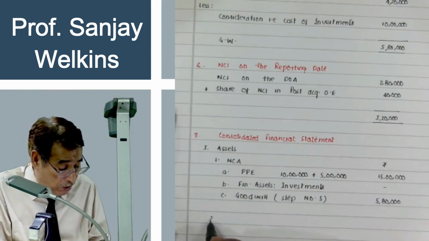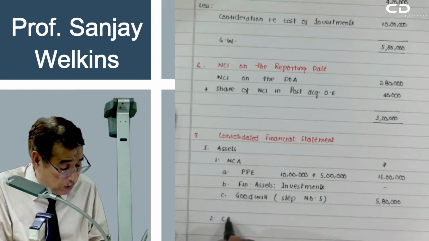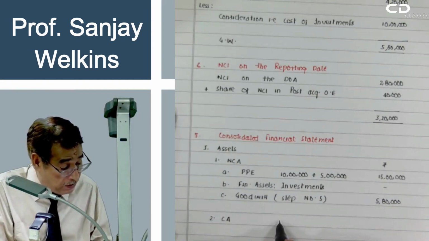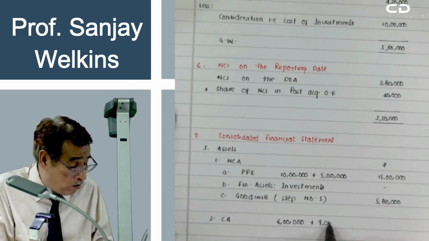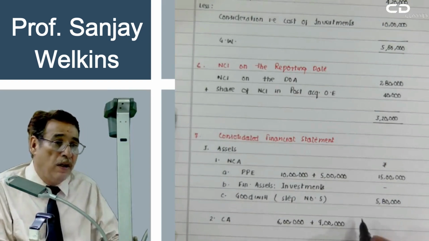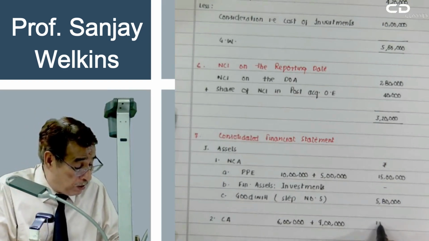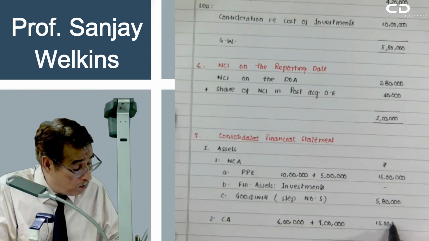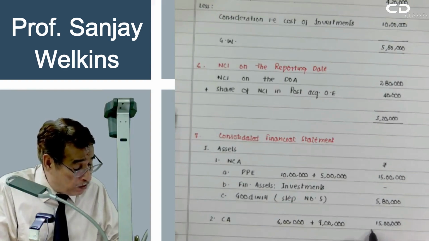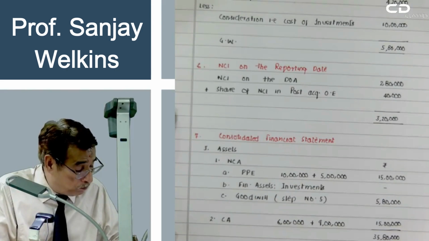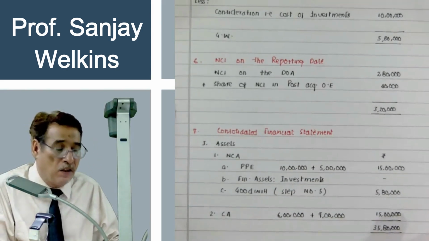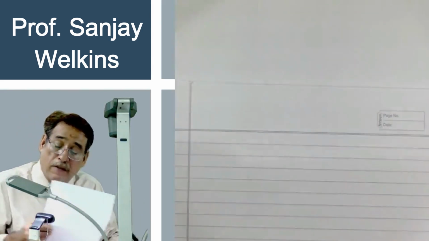And then we are going to write here current assets. As far as current assets are concerned, ours are 6 lakhs and 9 lakh is of the subsidiary, 15 lakh. So 30 lakh plus 5 lakh 80, 35 lakh 80,000 will become the total of your asset side. Is it clear to you? Total of your asset side.